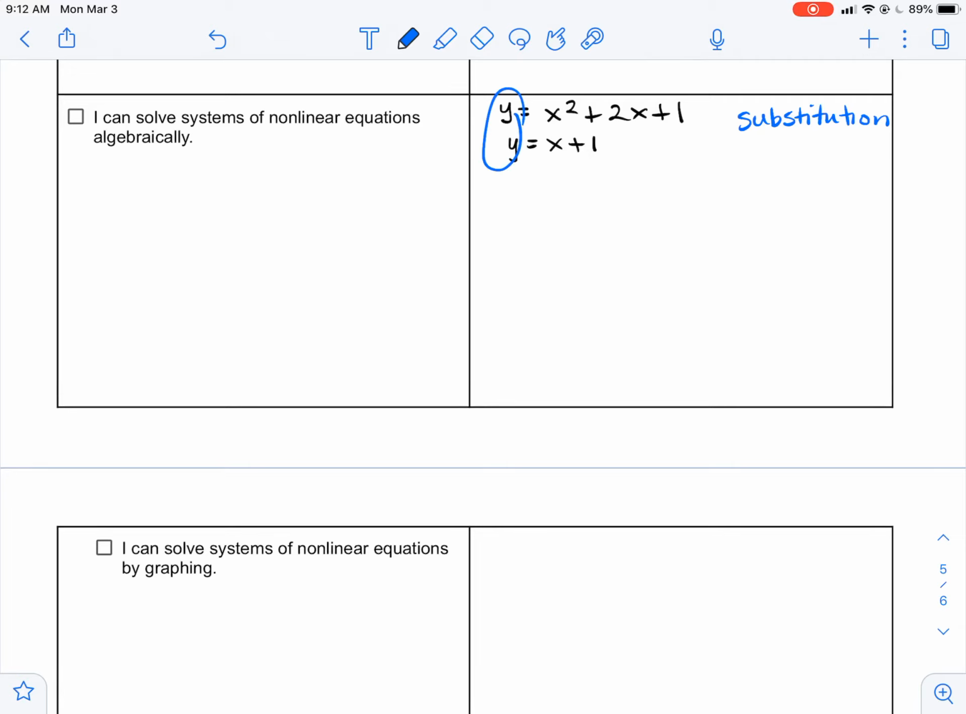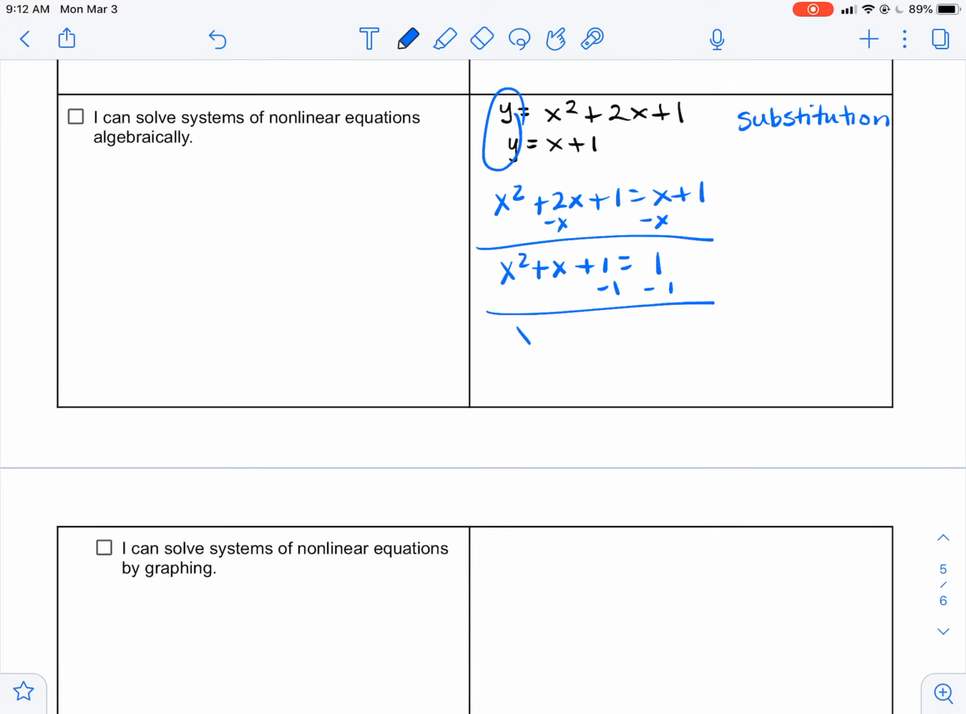So since they are both equal to y, they are equal to each other. I gave you kind of an easy one here. And remember, we set it equal to 0 and try to factor. So when I move things over, I'm getting x squared plus x plus 1 equals 1. And then when I subtract 1, x squared plus x equals 0. This one doesn't have a c term, so I'm just going to take out an x. My two problems would be that x equals 0 and x plus 1 equals 0. So x is negative 1.